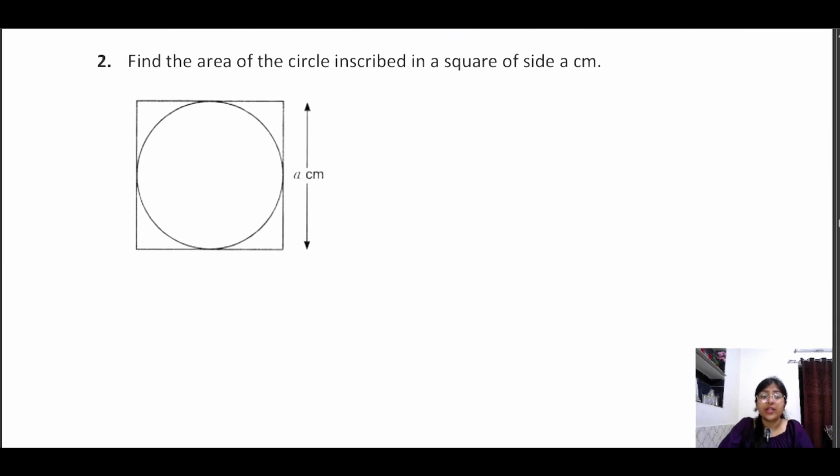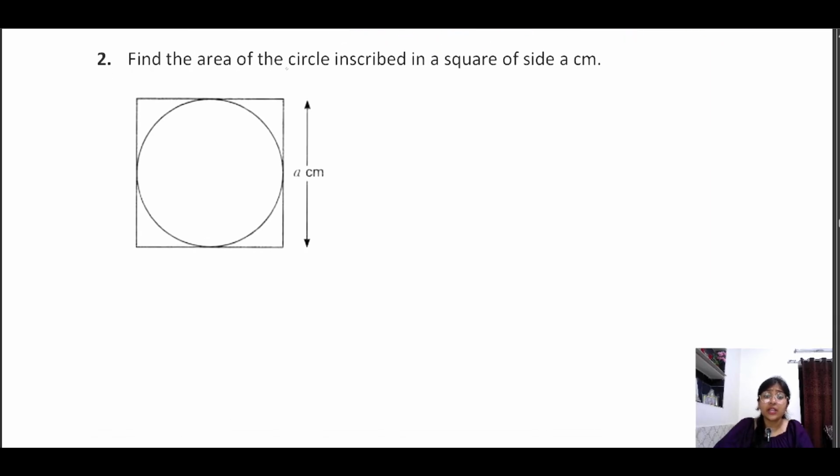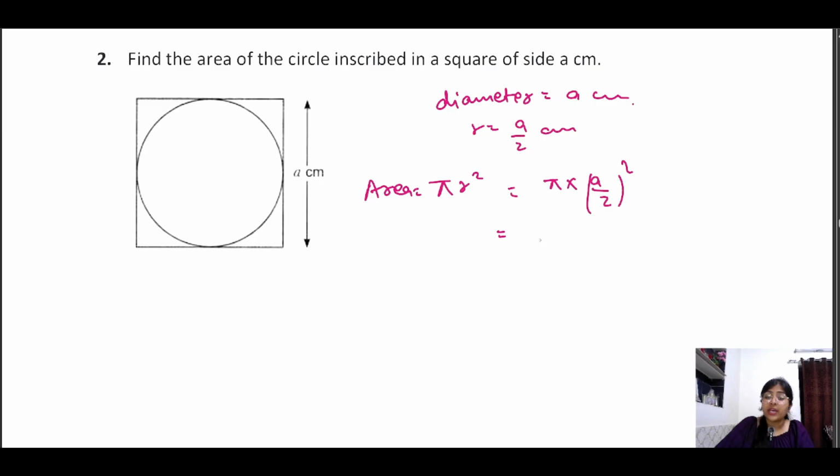Okay, now try to find out the answer of the next question. Find the area of the circle. We need to find out the area of the circle. In this question, the circle is inscribed in a square. The circle diameter is equal to the square side, yes or no? Yes, it means the diameter of the circle is a centimeter. So the radius will be a by 2 centimeter. We know that the area of the circle is pi r square. Put the value of r, that is a by 2 whole square. So the area will be pi a square upon 4, or pi a square over 4 centimeter square.